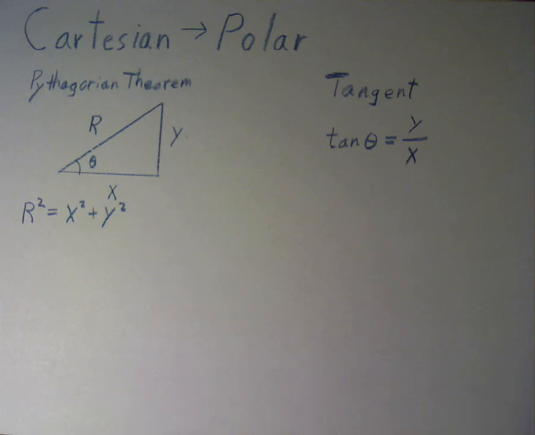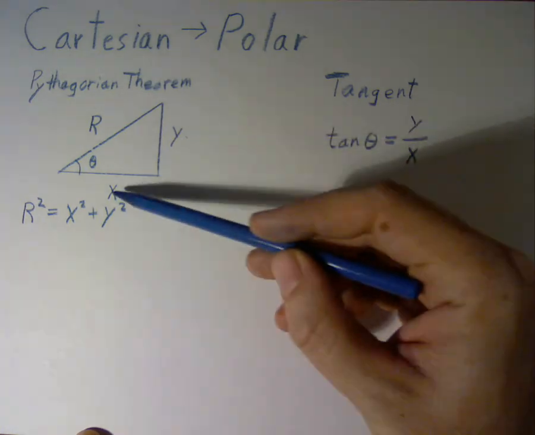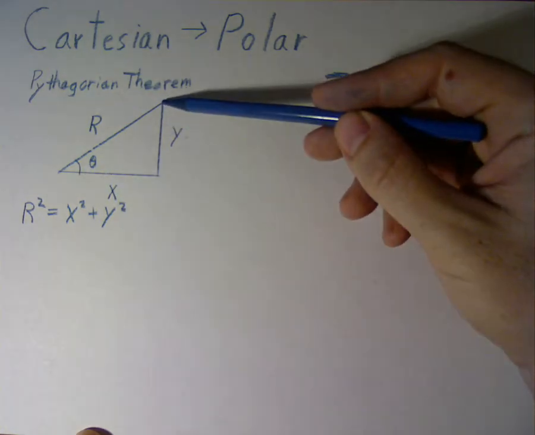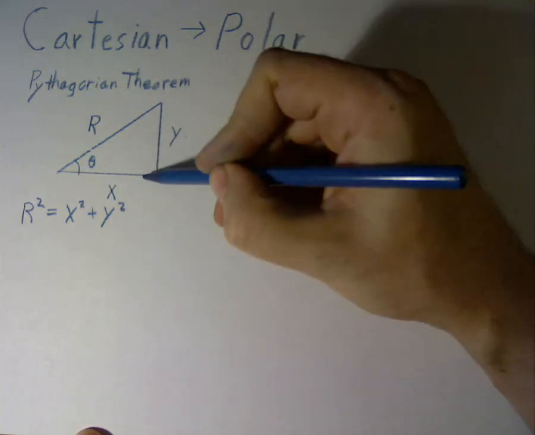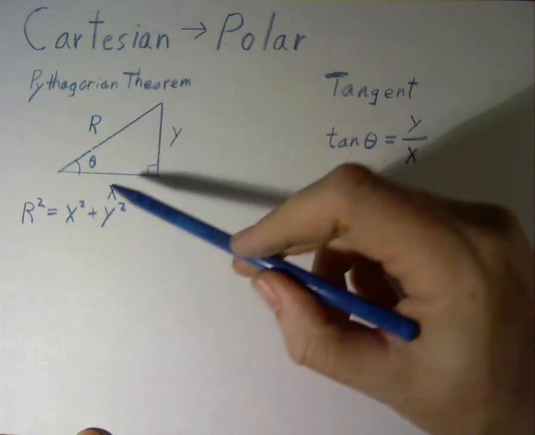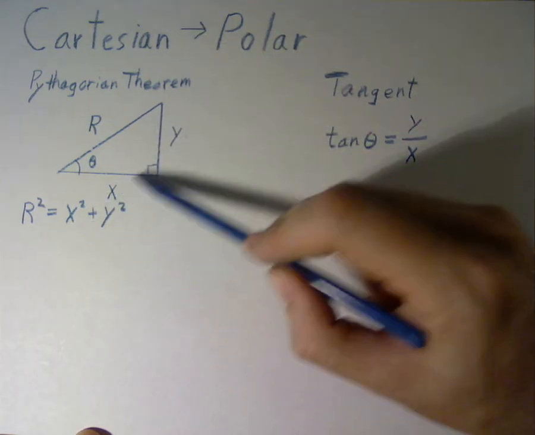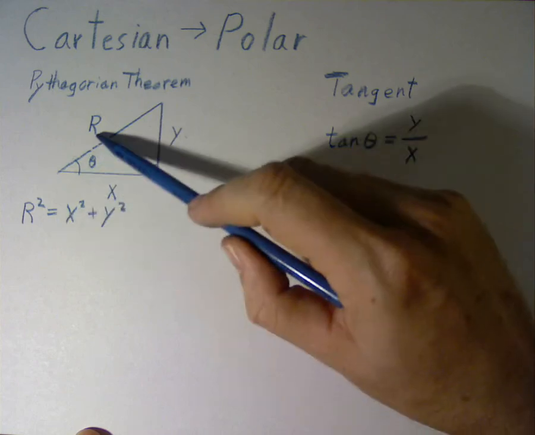Here, we're going to learn how to convert Cartesian coordinates to polar coordinates. We start with the Pythagorean theorem, which states that for the sides of a right triangle, x squared plus y squared equals r squared.